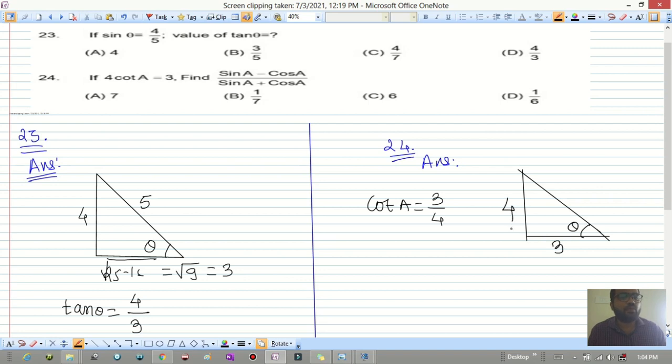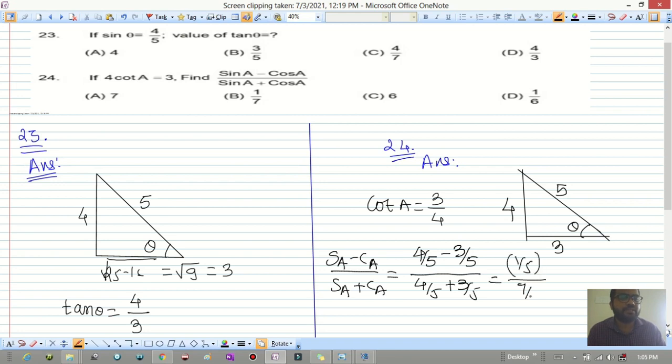In the same right angle triangle, we have cot theta is adjacent by opposite, so it will become what is called as the 5. So we want sin A minus cos A by sin A plus cos A we want. What is sin A? Sin A is, that indicates sin theta. Sin theta is 4 by 5 minus cos theta is 3 by 5 divided by 4 by 5 plus 3 by 5. So it is 1 divided by 5 divided by 7 divided by 5. So this 5 get cancelled. We'll get 1 divided by 7 is the correct answer, and this is given in option B. So this is 24th question.